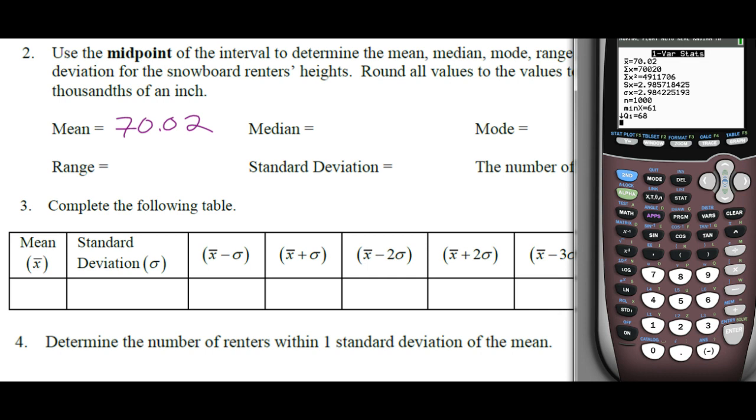Got to go down further, right? Now, one thing we can look at is n is 1,000. I don't know if they told us there were 1,000. Somewhere on there, if they said this is the height of 1,000 snowboarders, but okay, they didn't say that, but we at least know, right?